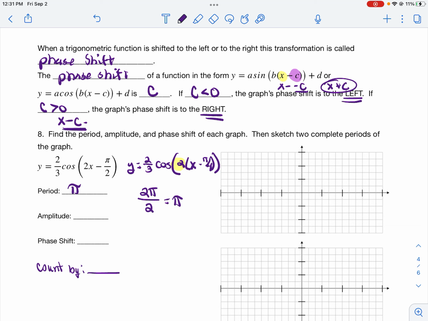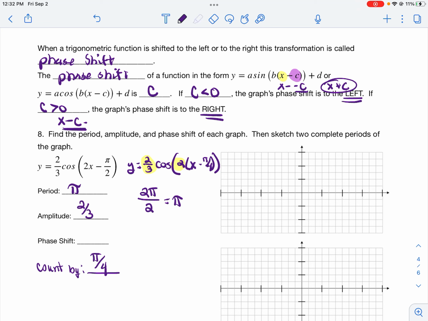Okay, to figure out what we count by, we take our period and divide by 4. So we're going to count by pi over 4 on everything but the parent graph. Parent graph, we count by the quadrantal angles. Our amplitude is determined by the coefficient that you're multiplying the trig function by, the absolute value of it. So our amplitude is 2/3.